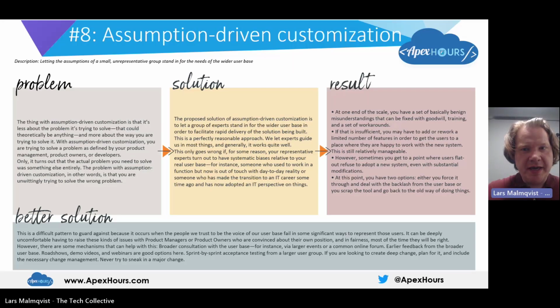Anti-pattern number 8, assumption-driven customization. This is an anti-pattern that occurs when you take a small and unrepresentative group of stakeholders or experts and use them to drive the customization of a product or project based on whatever they assume to be the right case, but ultimately falling short of the needs of the wider user base.